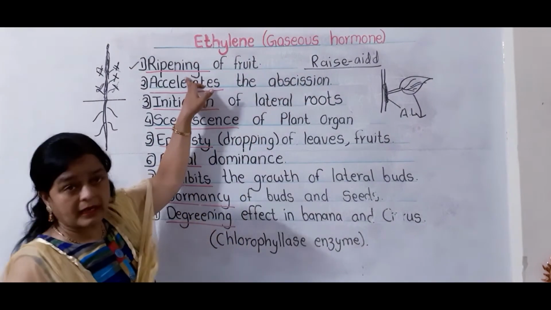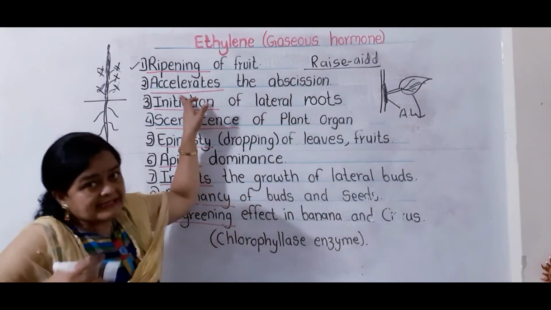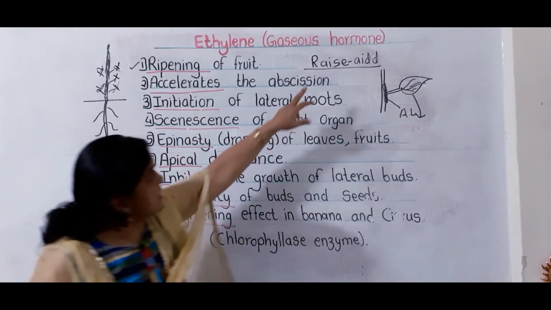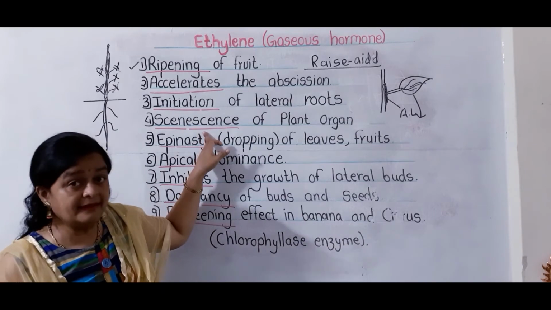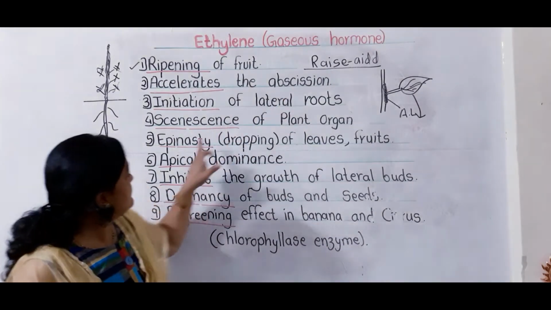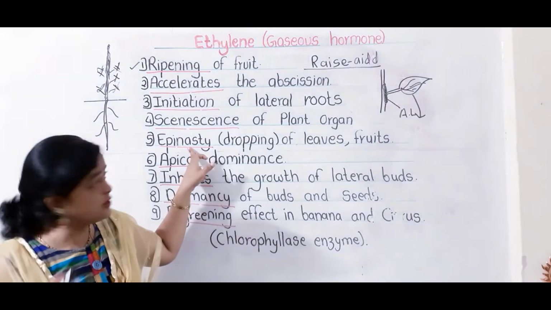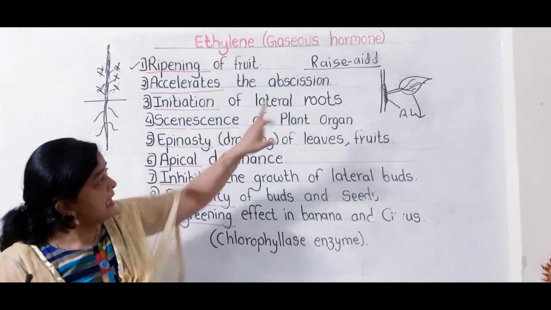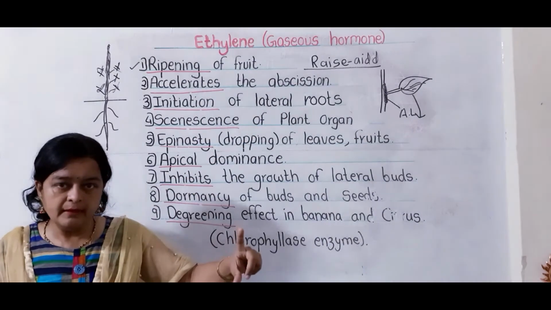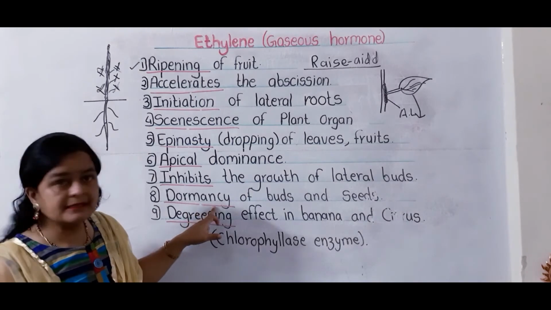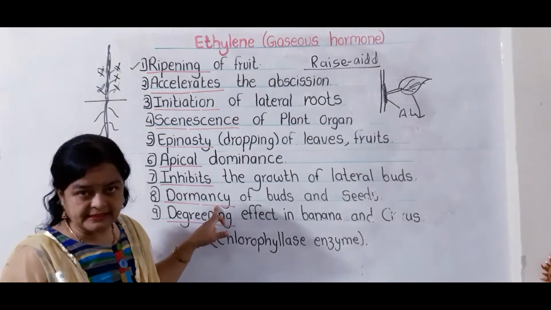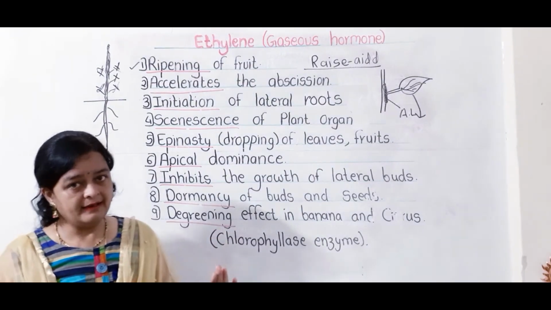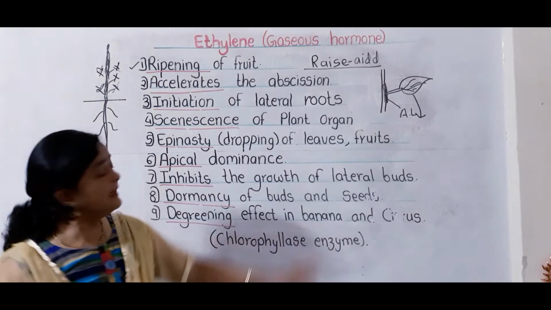R for ripening, A for it accelerates abscission, I for initiation of lateral roots, S for it brings senescence in the plant, that is aging in the plant, E for it is responsible for epinasty, that is dropping, A for it is responsible for apical dominance, I for it inhibits the growth of lateral buds, D for it brings dormancy in buds and in seeds, and the last D is it is responsible for giving the degreening effect. Okay, so here we have completed ethylene.